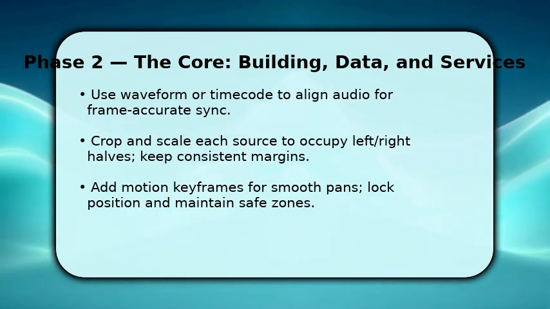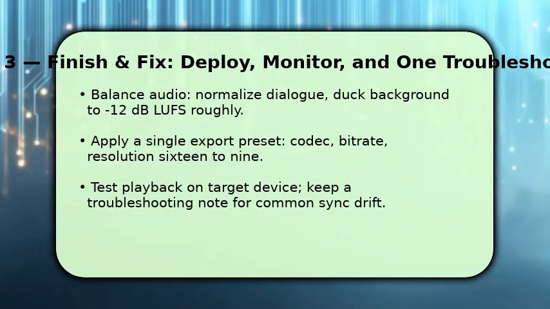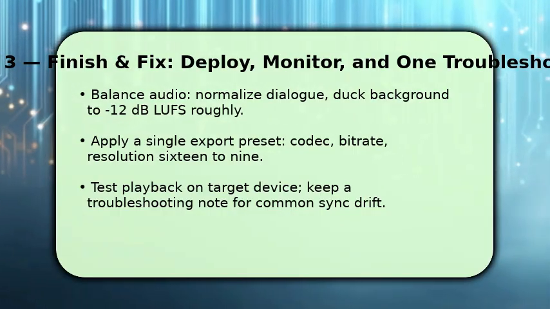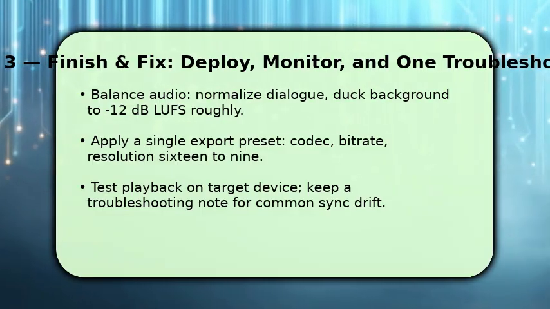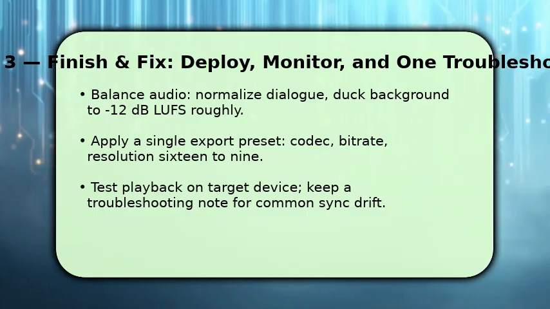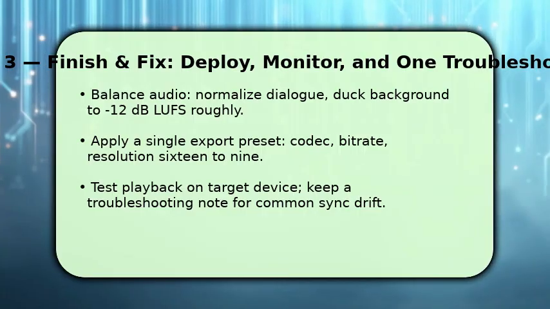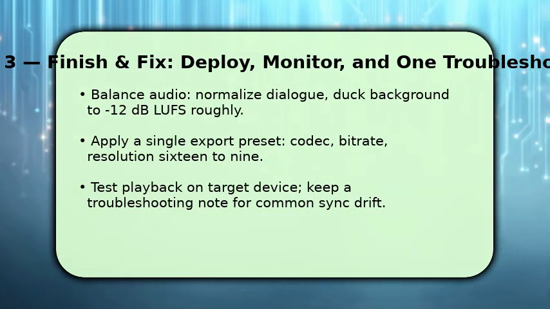You finish by balancing audio, normalize dialogue, reduce background tracks to around -12 dB LUFS, and apply a limiter for peaks. Once levels are set, render a short test clip and inspect both audio and visual sync across devices. Choose a single export preset with your codec, bitrate, and 16:9 resolution so playback is predictable. If all looks good, export the full video.